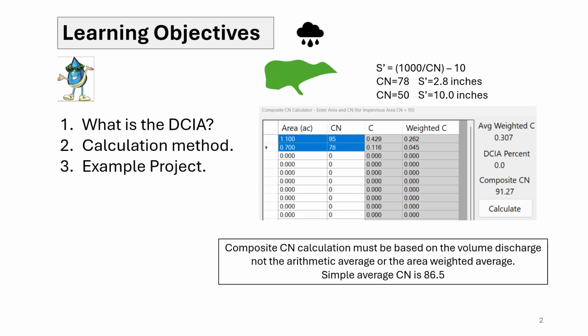A critical point to remember when dealing with composite curve numbers is that the calculation must be based on the volume of discharge, not a simple arithmetic average or an area-weighted average. For example, simply taking a simple average curve number of 86.5 would lead to inaccurate results because it doesn't account for the volume of flow.